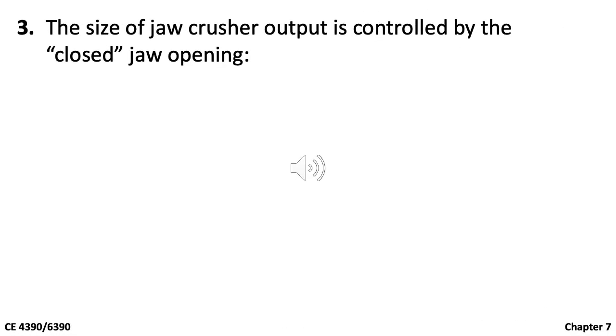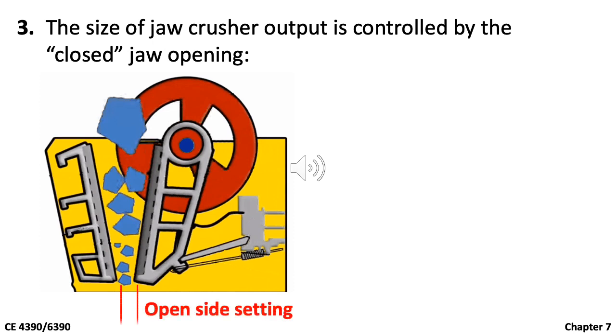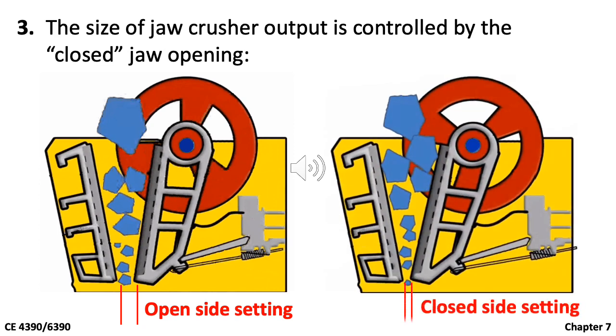The size of the output is controlled by the bottom opening where the material exits. The size of this exit opening varies between different states, when it is stopped or when it is in operation. There are two parameters used to measure this opening. The first parameter is open size setting. This is measured when the machine is stopped. The other parameter is closed size setting. This is considered as the average size of the opening during operation.